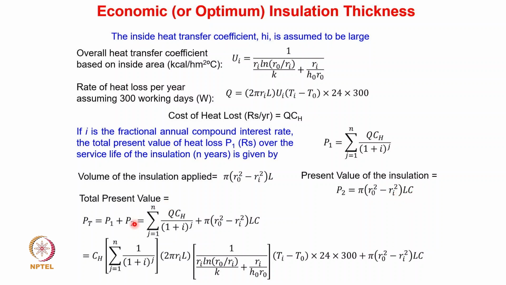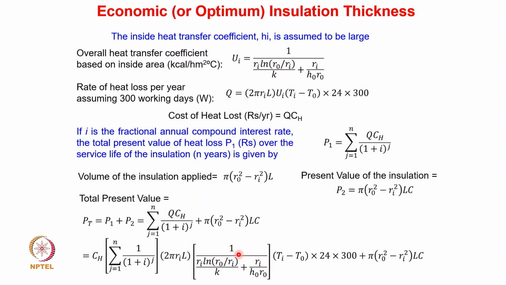The total present value of the cost will be P1 plus P2. This P1 we have calculated here, plus this P2, which is the insulation cost. So this total we have taken here. Now here the Q we can replace by this particular equation, where Ui we can again replace by the original equation. With that, the total present value Pt is given as Ch in the bracket, summation j equals 1 to n, 1 upon 1 plus I raised to the power j. This is nothing but the discounting factor, multiplied by 2 pi RiL, which is nothing but the circumferential heat transfer area, into U.